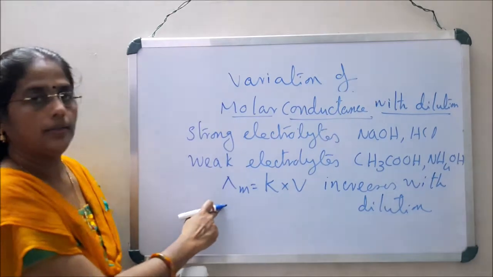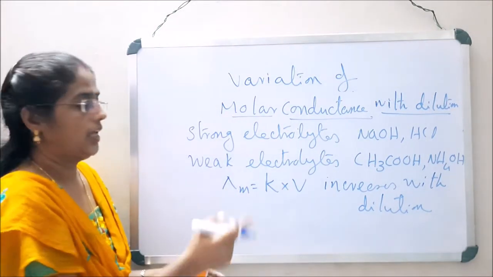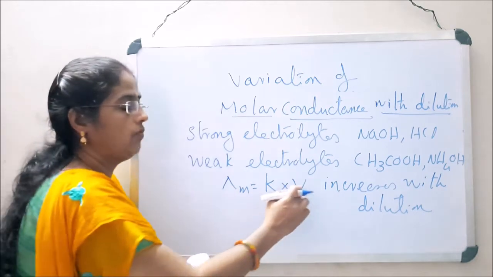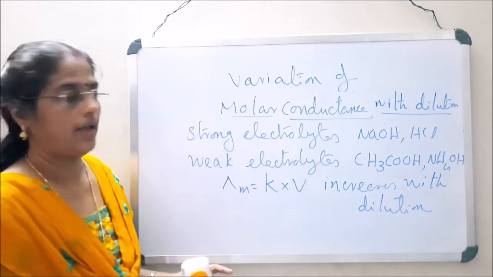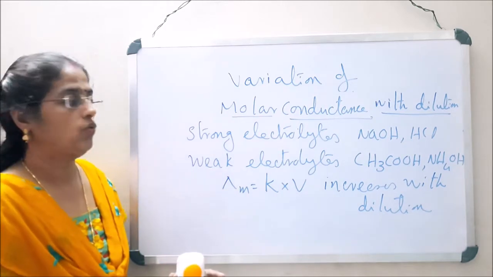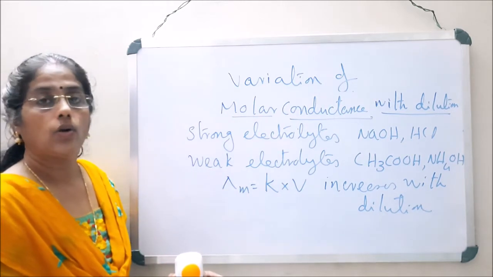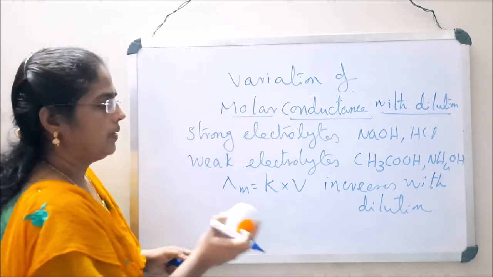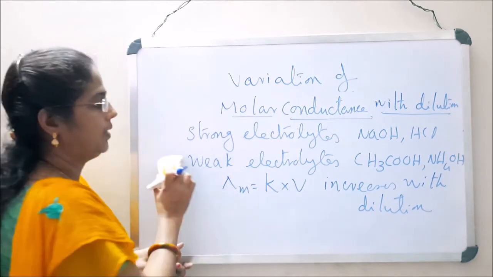Molar conductance increases with dilution even though kappa decreases on dilution, because the influence of volume is very high compared to kappa. That is, lambda m is equal to kappa into V, where V is the total volume of the solution. We can explain this by using a graph.